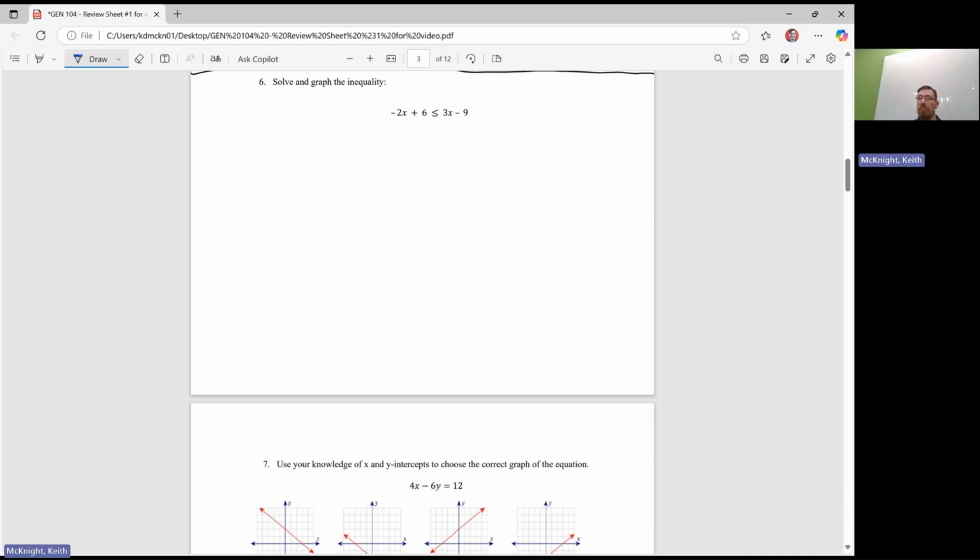The reason we have to do that is because when you multiply or divide by a negative, what you're essentially doing is switching sides of the number line. And then it won't make sense if we don't flip it around, because the other side of the number line will act differently than the side that we're currently on.